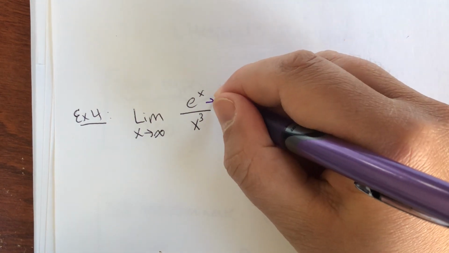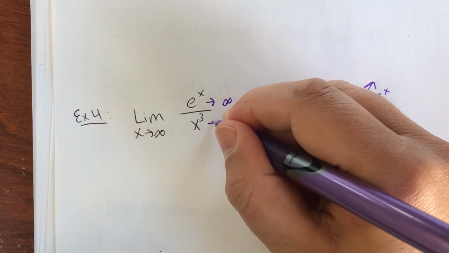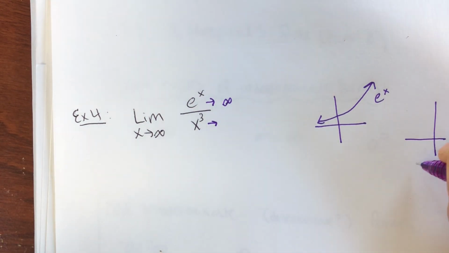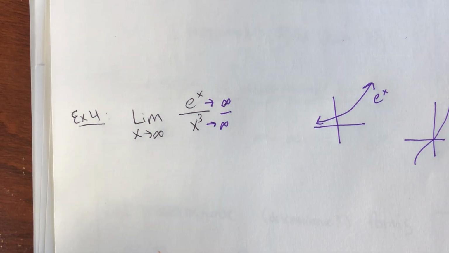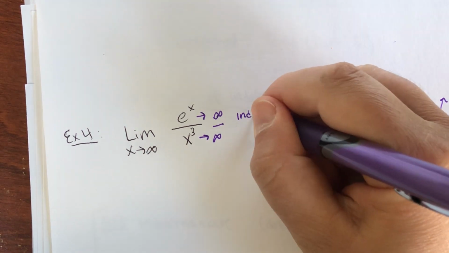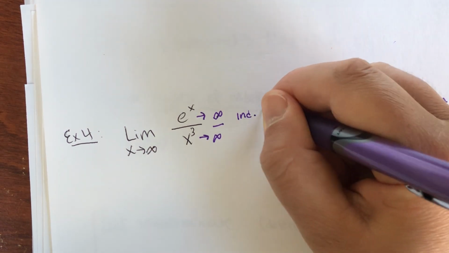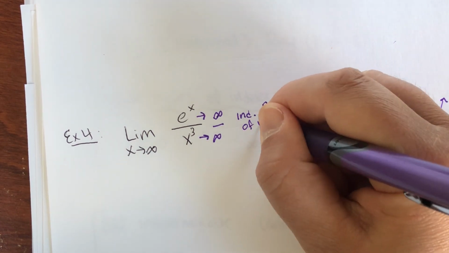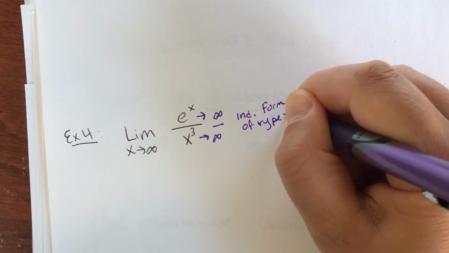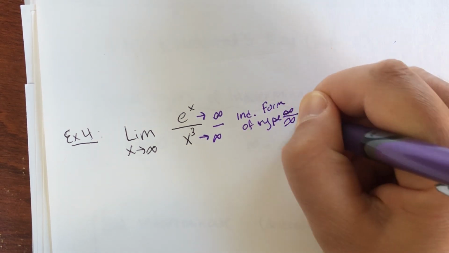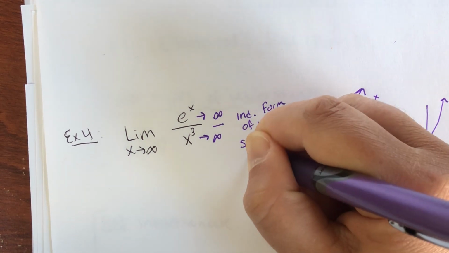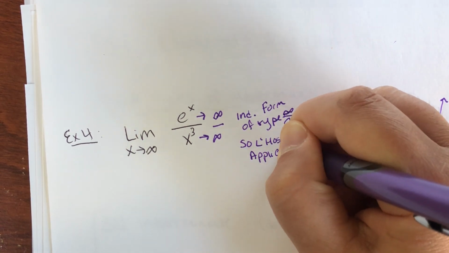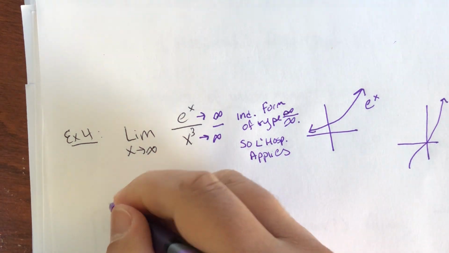So the numerator approaches infinity, and the denominator, x cubed, looks like this, also heading up towards positive infinity. So we get an indeterminate form of the type infinity over infinity. So L'Hopital's rule applies. So we can take the derivative of the top over the derivative of the bottom.